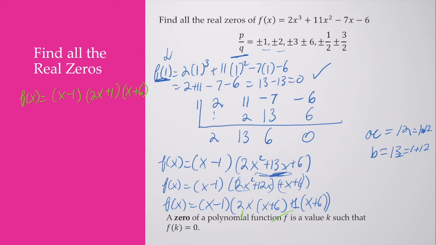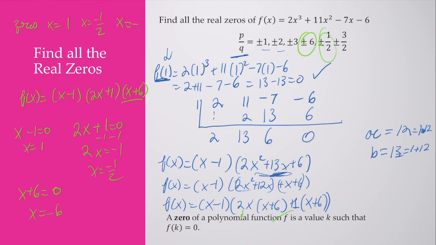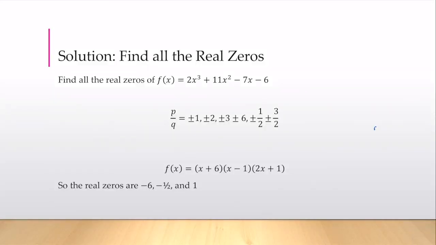So I already knew that my zeros are when x equals 1, right? Because x minus 1 is 0, x is 1. Let's determine our other two zeros. So I've got 2x plus 1 is 0. Subtract 1 from both sides. 2x is a negative 1, so x is negative 1/2, which was one of our options. I also have x plus 6, which is set equal to 0, gives us x is negative 6, which was another one of my possible rational zeros. And here's the solution for this. I included it in the PowerPoint, again, so you could check your work.